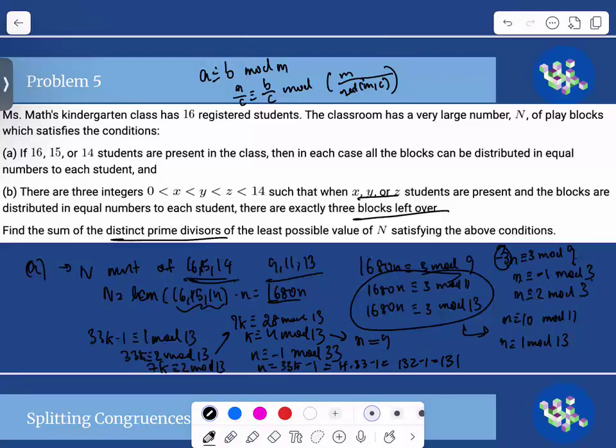You want to find the sum of the distinct prime divisors. That would just give you 131 plus 2 plus 3 plus 5 plus 7. 2, 3, 5, and 7 divide 1,680, and 131 is prime. So this gives you your final answer of 148.